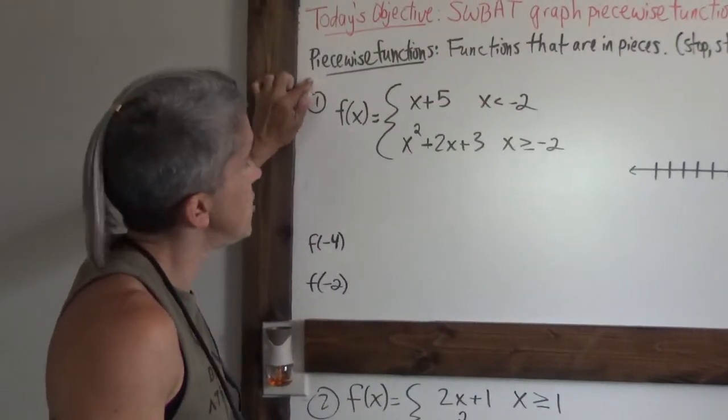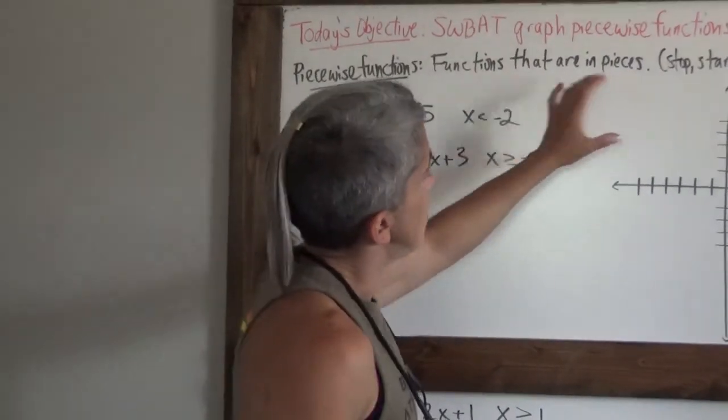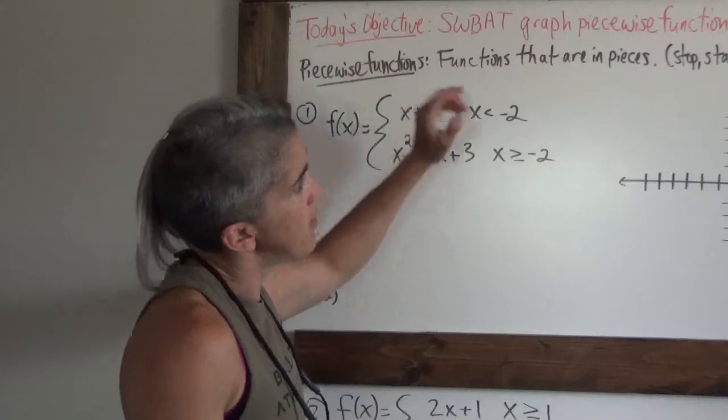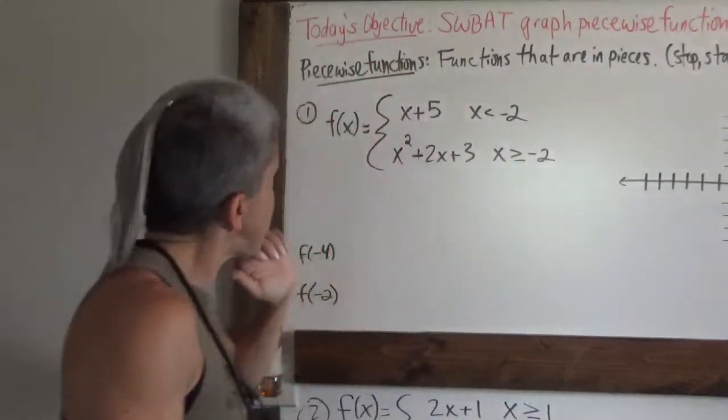What is a piecewise function? It's a function where they are in pieces. So it's parts of a graph, not the whole graph. So that might be stopping and starting, going on forever to infinity.